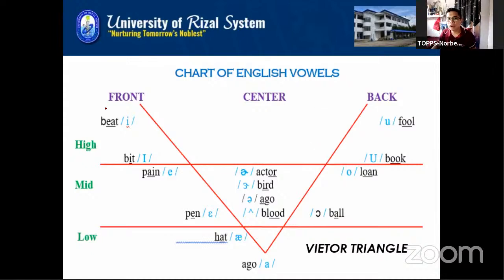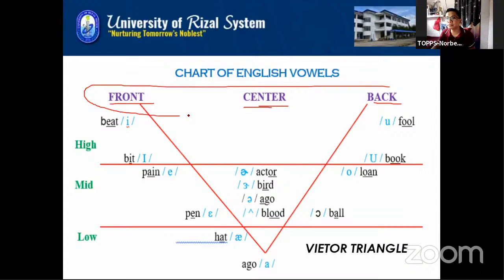So front, center, and back represents the movement of your tongue. Again, front, center, and back represents the movement of your tongue. Your tongue can move to the front of your mouth, or what they call moves forward, or it may relax at the center, or it may move backward. So it refers to the movement of your tongue.